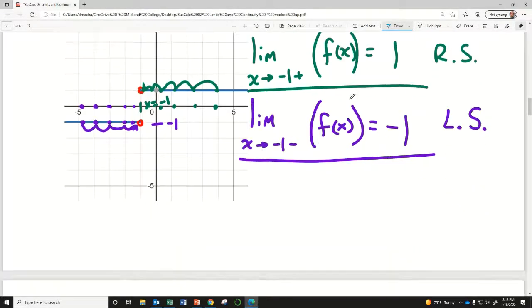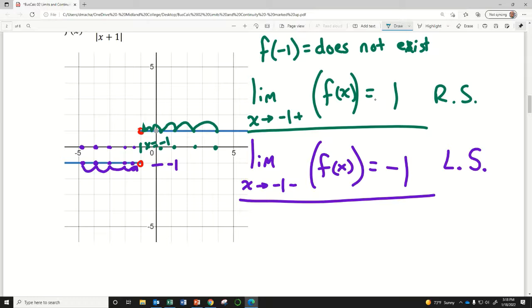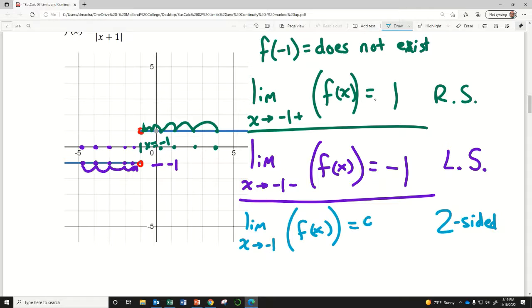For this next example, if I'm talking about the two-sided limit, I write lim as x approaches -1 of my function. And my right-sided limit exists, my left-sided limit exists, but they aren't equal to each other. And so that means that my two-sided limit does not exist.